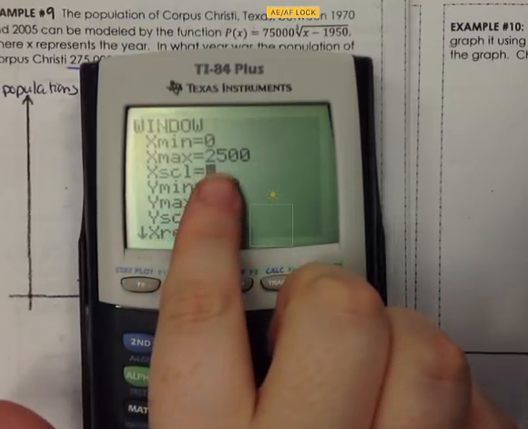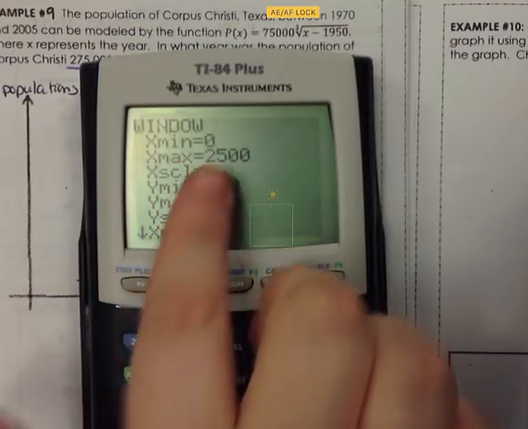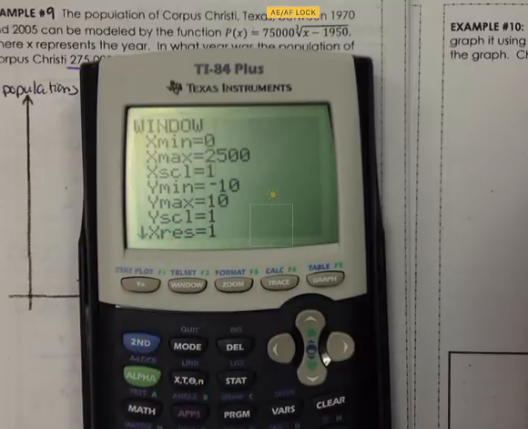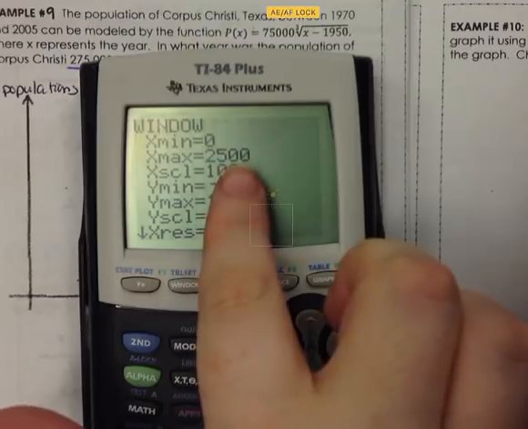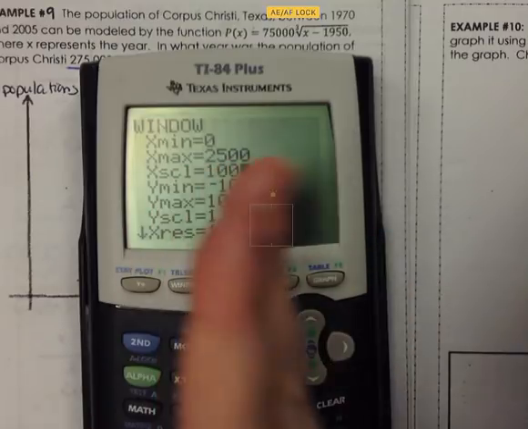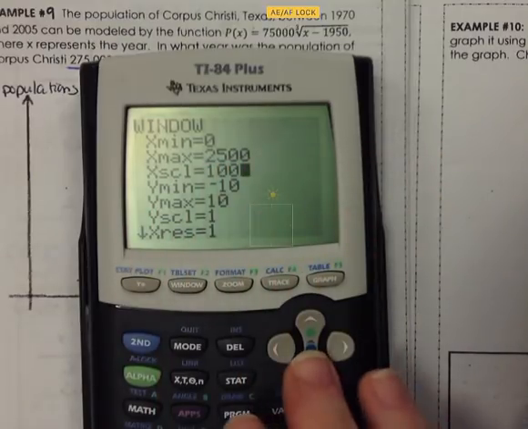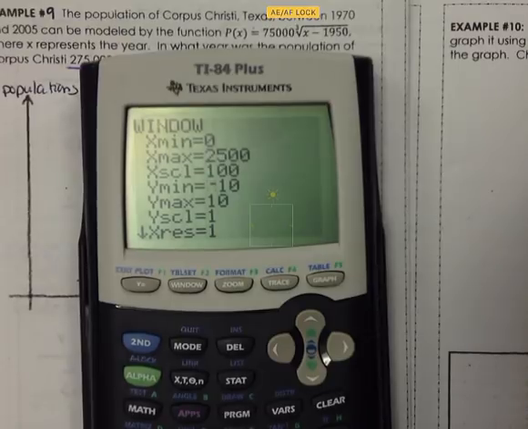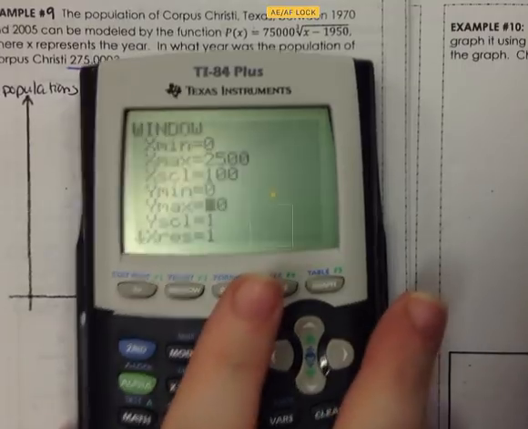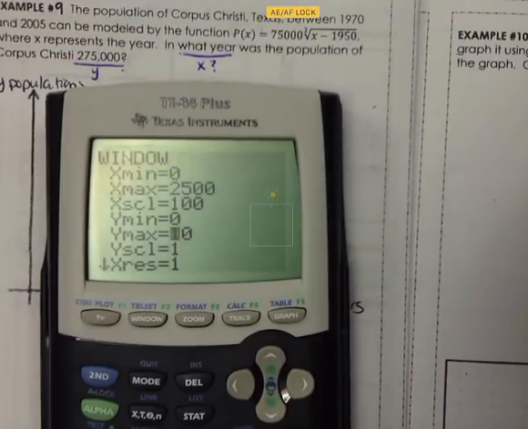Now this next one says X scale. I don't want to count by ones because then I'd have 2,500 little tick marks. So if I count by maybe 100, then I'll have 25 tick marks, because every 100 I'll have a tick mark. Now the y's are your population, so minimum population obviously has to be 0, because you can't have negative population. But the maximum population, we want maximum. Now we already want to know when it hits a population of 275,000.